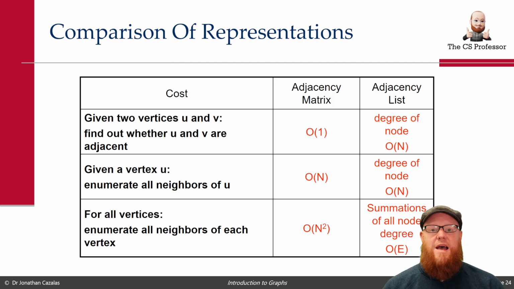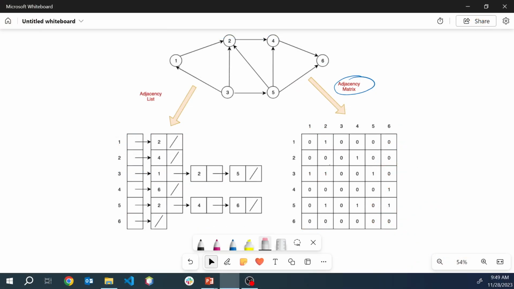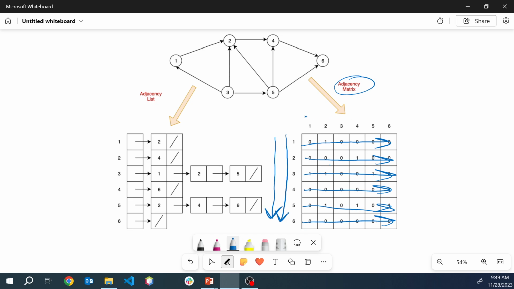And finally, the last thing says: for all vertices, list out all neighbors of each vertex. What is that running time? For every single vertex, we have to loop over all of the rows, and for each row, we have to loop over all of the columns. If we have n vertices, there are n rows and n columns. Therefore, that is an O of n squared running time to determine all neighbors for all vertices.